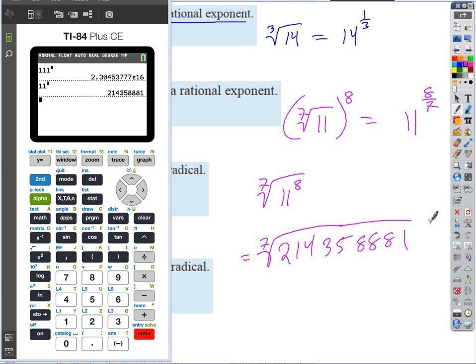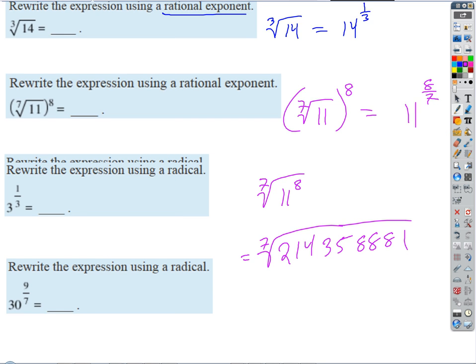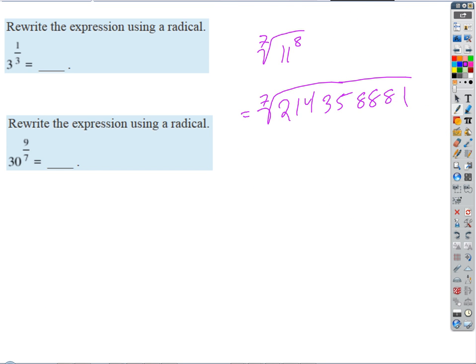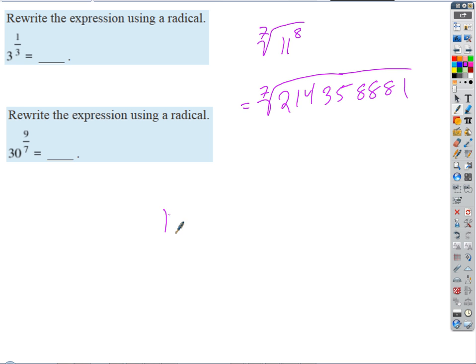Here's why we don't have to. Because if this is equal to 11 to the 8 sevenths, well, think what that means. What is 8 sevenths as a mixed number? This is a great trick. It's not in any of the books. You gotta really watch this one. This is a good one. 11 to the 8 sevenths. What is 8 sevenths as a mixed number? 1 and 1/7, right?